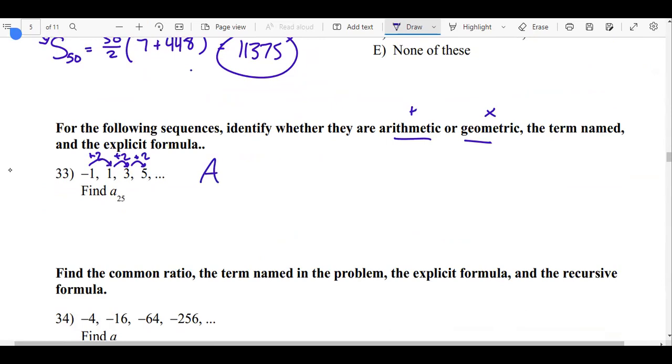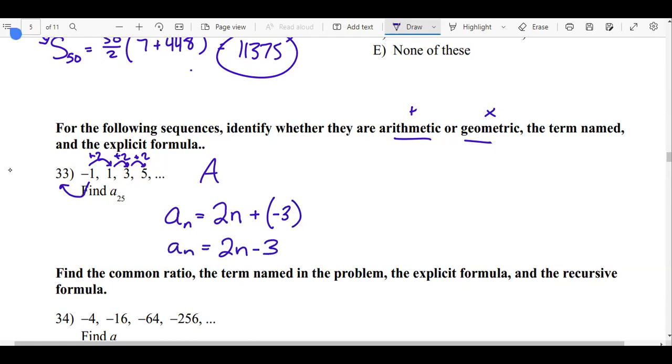So how can we find the 25th term? We need the explicit formula. Any term is just equal to the common difference times the term number plus term 0. What's term 0? Whatever comes before this. Subtract 2 from -1, you get -3. So 2n minus 3 is any term.